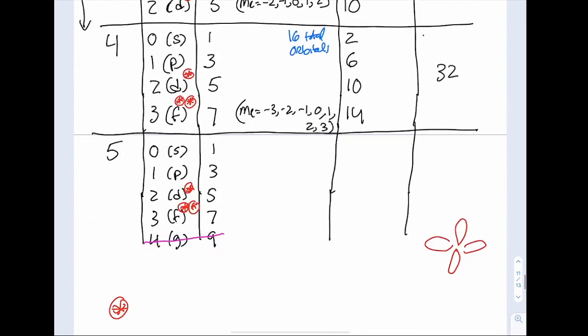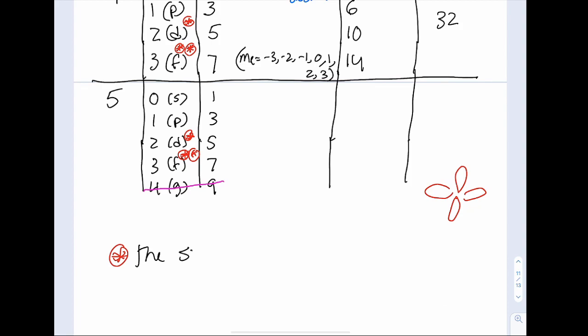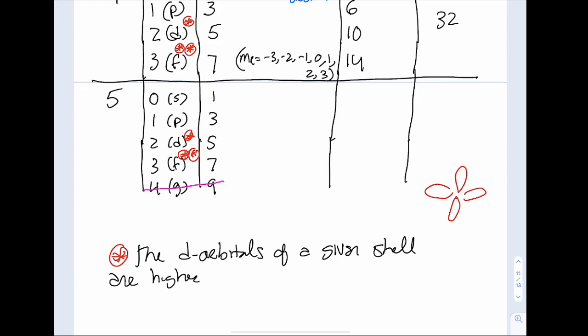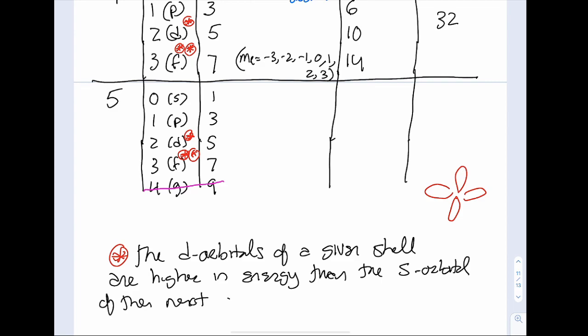So let's write that. We could just say orbitals instead of subshells if we want. The d orbitals of a given shell are higher in energy than the s orbital of the next shell. S orbital, it's not plural, remember there's only one of them. D orbitals, there's 5 of them, so plural. So the d orbitals of a given shell are higher in energy than the s orbitals of the next shell.